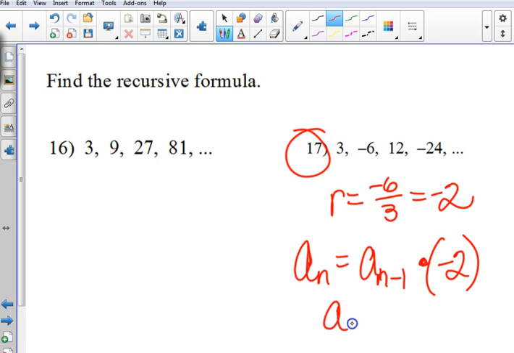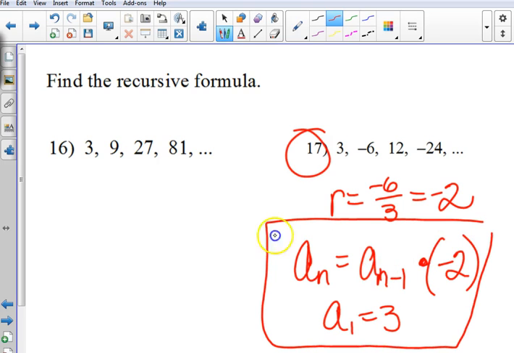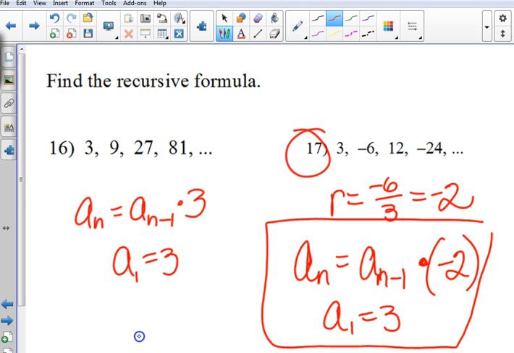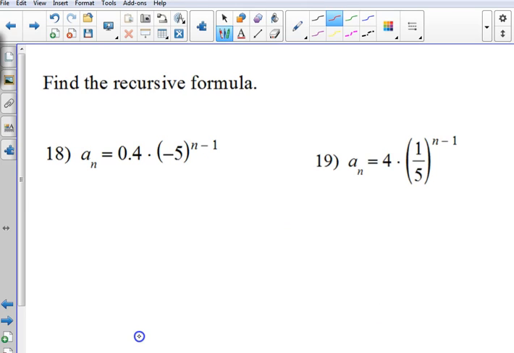And what else do you have to tell me? Where the first term is 3. Everybody okay? Do I need to go back and do this one? The previous term times 3, where the first term was 3, right? You don't have to do that one. All right. Oh, find the recursive. Back and forth and back and forth.